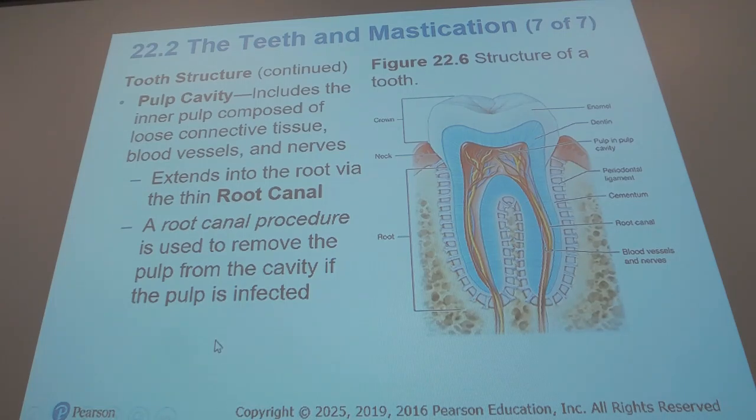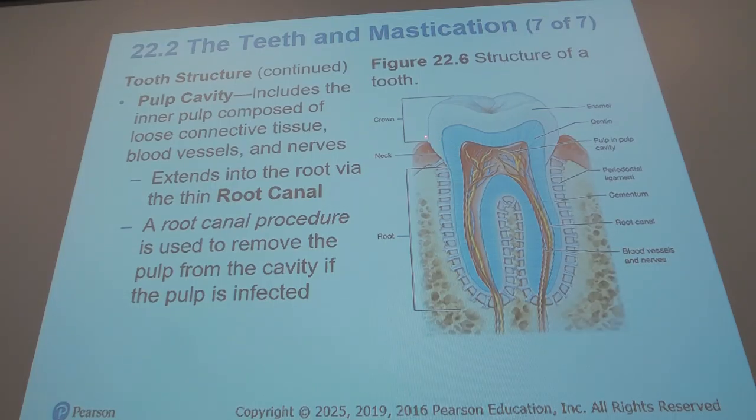For the next part of the digestive system, here we have a tooth in a longitudinal section to show you the different layers and the different parts of the tooth. So here is a molar.